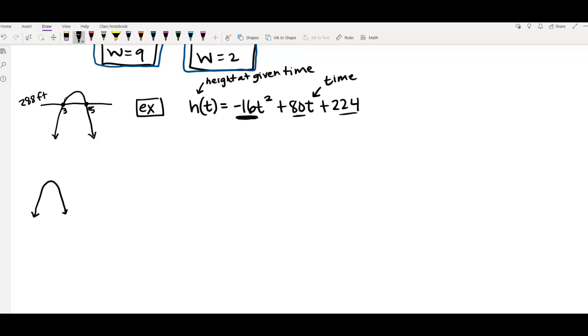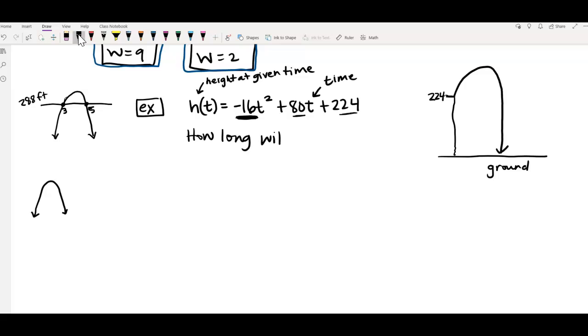But anyway, that's just to help you understand what these different things mean. So there's this flare that's being launched, and it starts the launch at 224 feet in the air. So here's 224 feet. And from there, it's launched up, and then eventually it's going to come back down and hit the ground here. So this is maybe some building that it's being launched from off the top of, but at some point it's going to hit the ground. And so on this one, the question is: how long will it take for the flare to reach the ground?